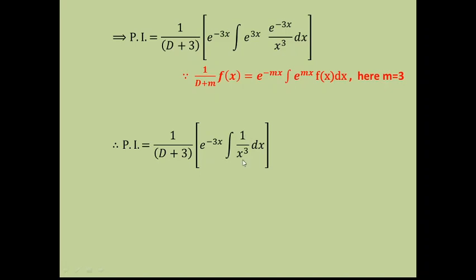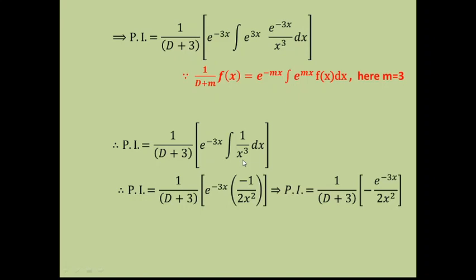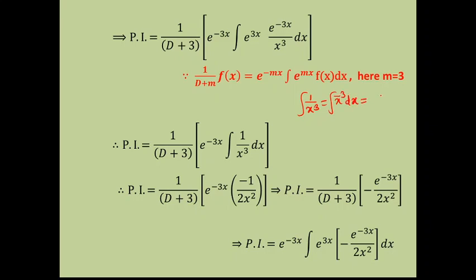Now integration of 1 upon x cube, which formula will we apply here? This is nothing but can be written as x to the power minus 3. So just apply the formula for x to the power n. According to the formula, it will be x to the power n plus 1 upon n plus 1, right? So what shall we get? We shall get minus 1 by 2, and this is x to the power minus 2. We'll write that in the denominator. So we have minus 1 upon 2x square. That is what I have written here.